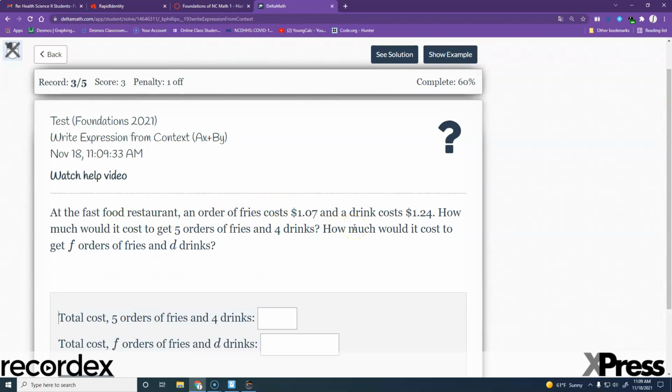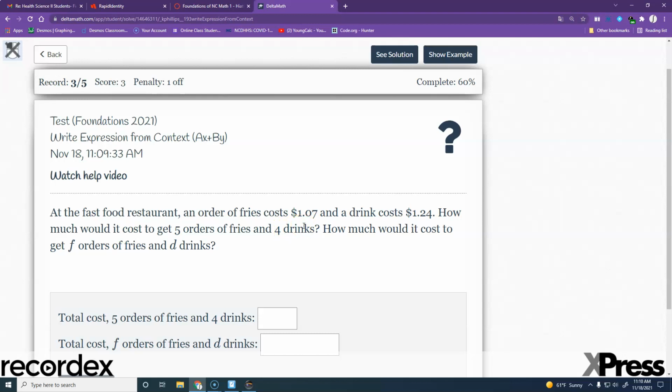Okay, these are the sample problems I was looking at. Those last ones are kind of weird because they don't actually use the money at all. At the fast food restaurant, an order of fries costs $1.07 and a drink costs $1.24. How much would it cost to get 5 orders of fries and 4 drinks? So these are the ones I was thinking. I didn't realize it gave you those kind of simple ones, right?